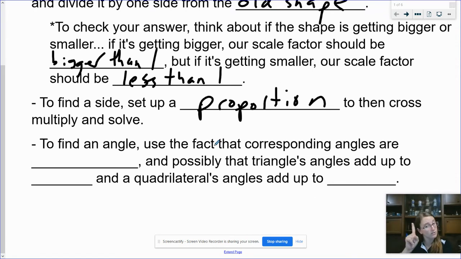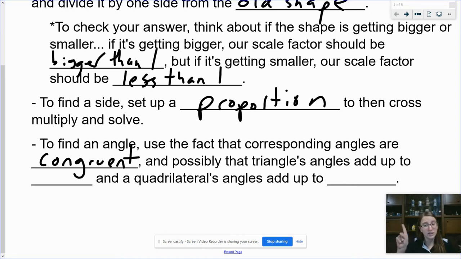Now to find an angle, though, this is different, because for angles, we use the fact that corresponding angles in 2 similar shapes are what? Congruent. I was kind of disappointed how many of you guys missed this in the assignment. You should have copied it down. Sides are proportional. Angles are congruent. It should have been in your notes, and then you picked the wrong answers in the assignment. I don't know what to tell you.